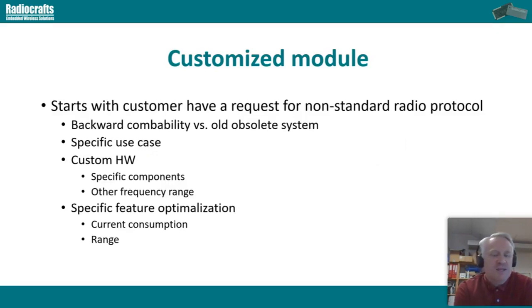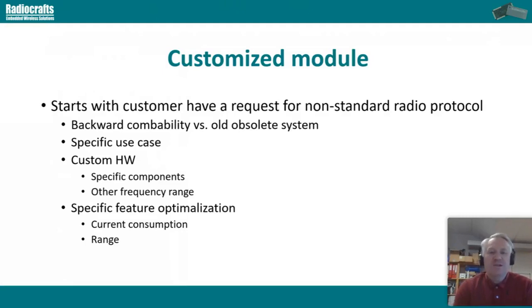It could be that they want us to implement a protocol they used in an earlier system for backward compatibility. It could be a specific use case which makes us prioritize and set up the module a bit differently than we do when we want to cover. In our modules, we try to make them generic. So that means that the standard modules do suit many different use cases.